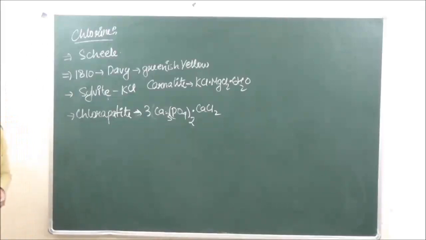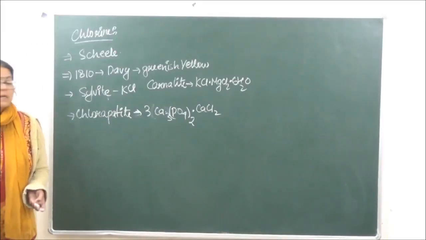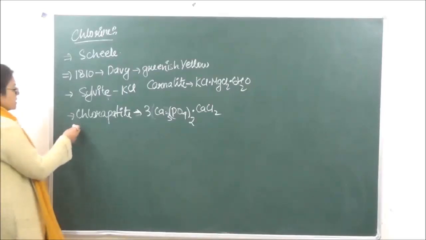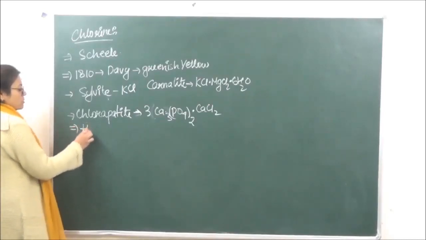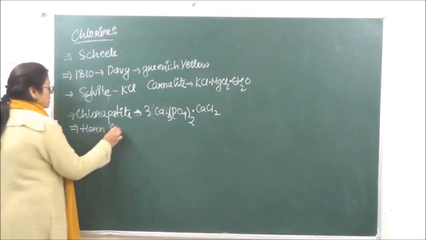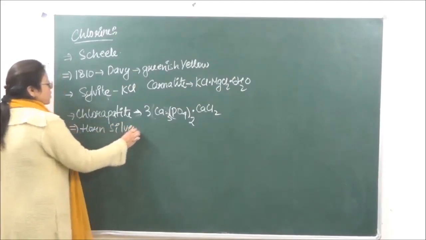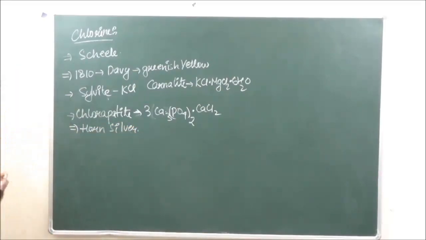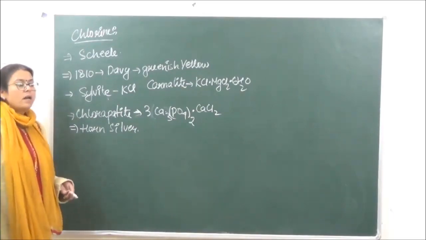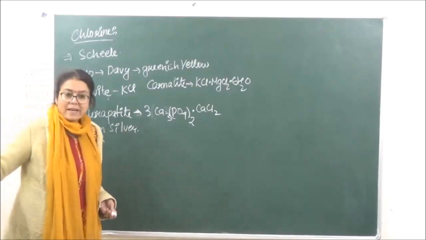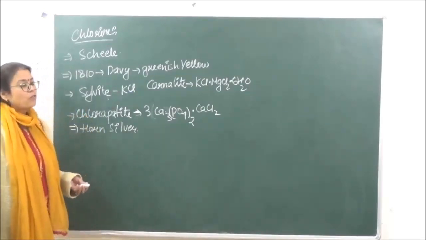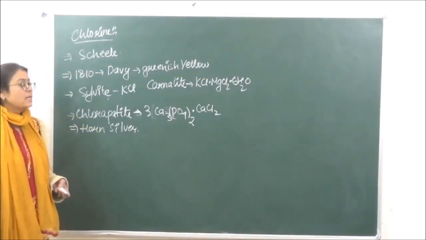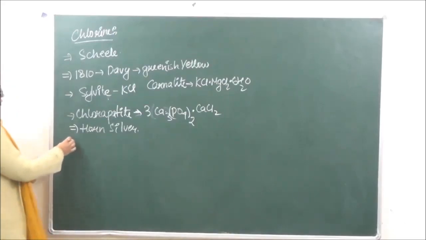And then we have horn silver. So that is another mineral which is present. So this is how we get chlorides. Then you know of rock salt, NaCl, which has a large amount of chloride present in it. So let's go on to the preparation of chlorine.